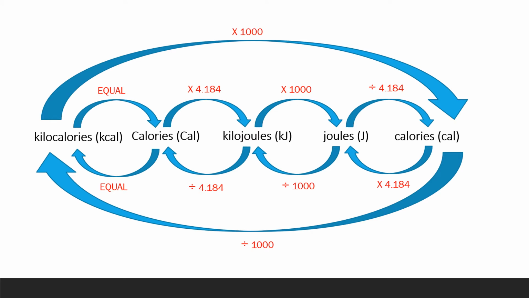So here's a diagram. We can see that a kilocalorie is equivalent to a capital C Calorie. They're equal. From there, if we want to convert a capital C Calorie to a kilojoule, we multiply it by 4.184. If we want to convert a kilojoule to a joule, we multiply it by 1,000. And if we want to convert a joule to a calorie with a lowercase c, we divide by 4.184. Now you've seen these types of diagrams before.